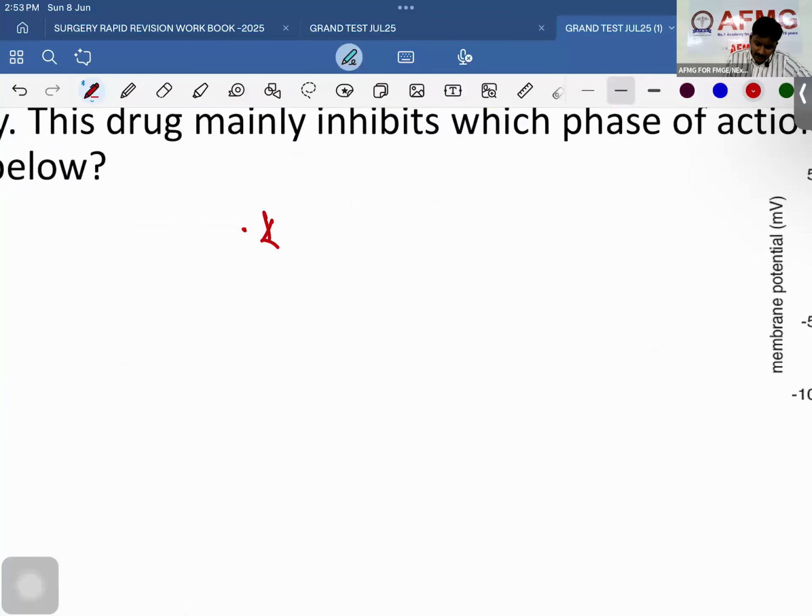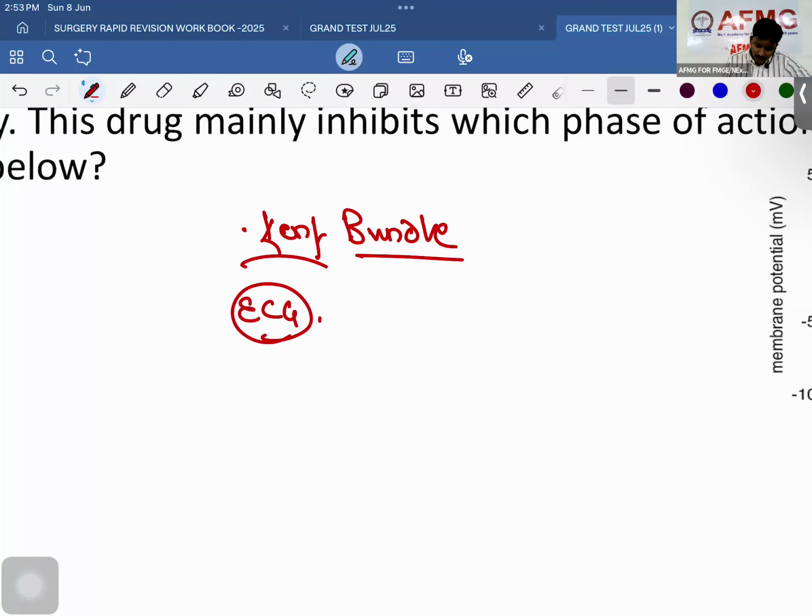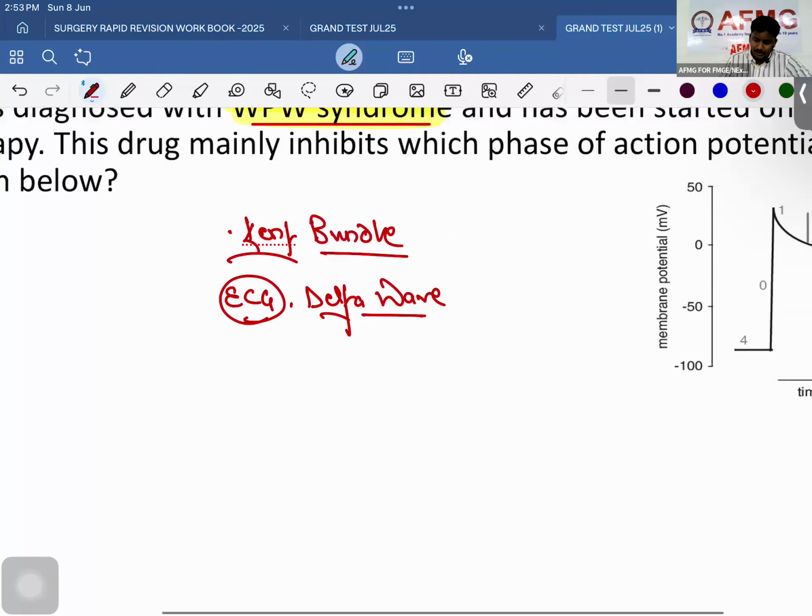In WPW syndrome, there is an aberrant bundle known as the bundle of Kent, beta. The impulses are going to reach the ventricles before time, and that will cause pre-excitation of the ventricles. Which wave on ECG will be found? Very good. In patients of WPW syndrome, beta, you are able to see the classical delta wave. That is what is important to be remembered.